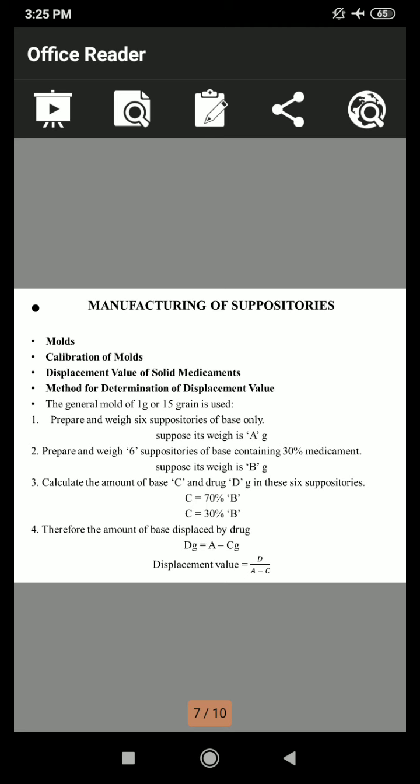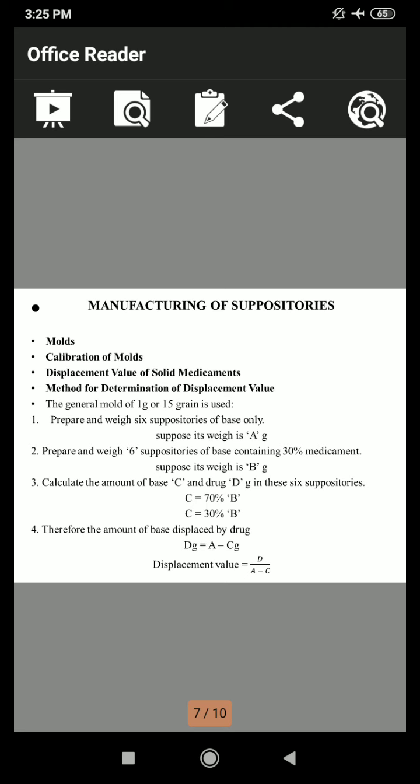These are the molds. Then the next point is calibration of molds. In calibration of molds, unless molds are available in both metric and imperial systems, a 15 grain mold may be regarded as equal to a 1 gram mold and so on. Calibration with a base is however necessary for all molds, and having determined the exact capacity of the particular mold, the figure should be used in calculating the proportional quantities.